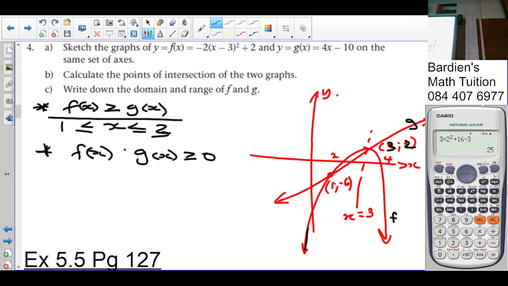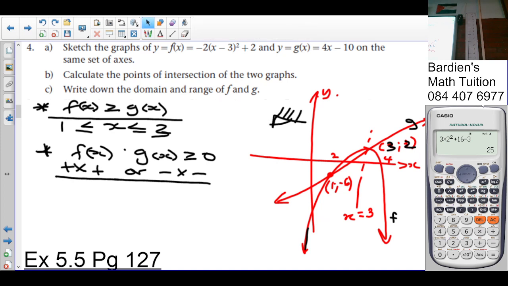The next one says where is f of x times g of x greater or equal to 0. What does that mean to say? For something to be greater or equal to 0, both must be positive or both must be negative. Okay. So if we look at this graph, what do you notice? Looking from on top, what's on top? It is your g of x. On top all the way till this point here.